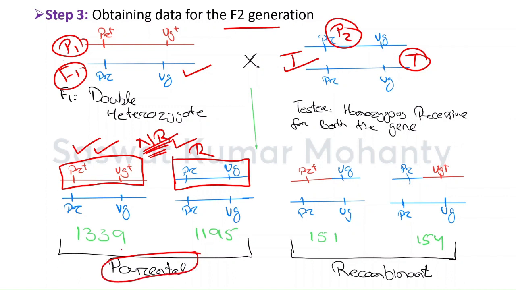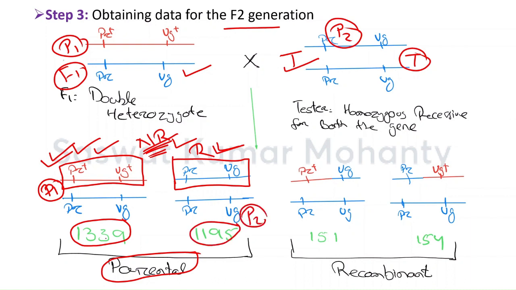Then we have to count. By looking at the particular individual, the particular Drosophila, from the phenotype we deduce the genotype. So we can count how many Drosophila show this genotype, and how many show that genotype. Here I have data: 1339 individuals show the phenotype, or genotype, of parent 1, the F1 hybrid, and 1195 showed the genotype of parent 2, exactly the same. So we can say these are the parental characters and non-recombinant.